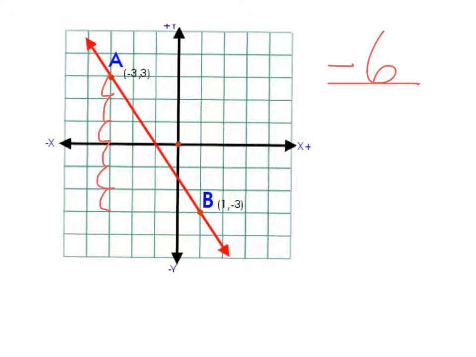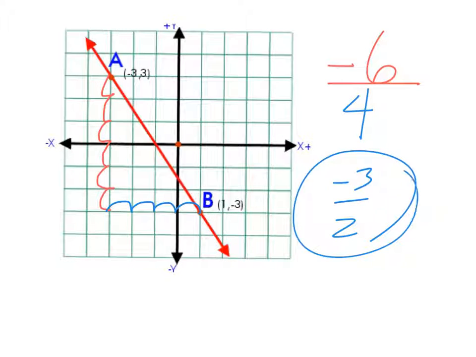That's the down. Count that for you one more time: 1, 2, 3, 4, 5, 6. And how far to the right does it go? It goes to the right 1, 2, 3, 4. -6/4. Need to reduce that. Becomes -3/2 for the slope.